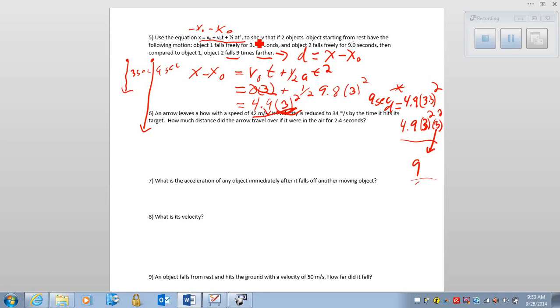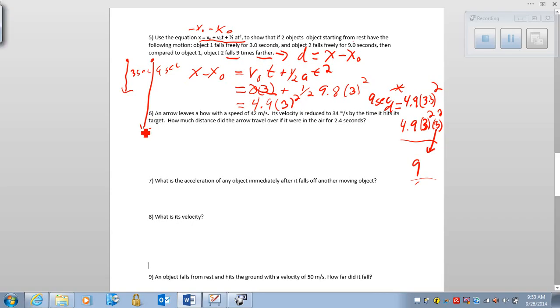Okay, so the next one: an arrow leaves a bow with a speed of 42 meters per second. Its velocity is reduced to 34 meters per second by the time it hits the target. How much distance did the arrow travel if it were in the air for 2.4 seconds?